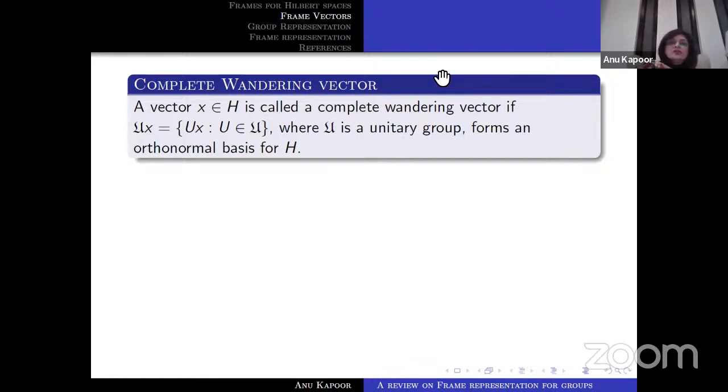A vector x belonging to H is called a complete wandering vector if capital Ux, which is U acting on x for all U belonging to capital U, where capital U is a subset of B(H) comprising unitary operators, is a unitary group. It contains the identity also. And if this set forms an orthonormal basis for H, we call it a complete wandering vector.